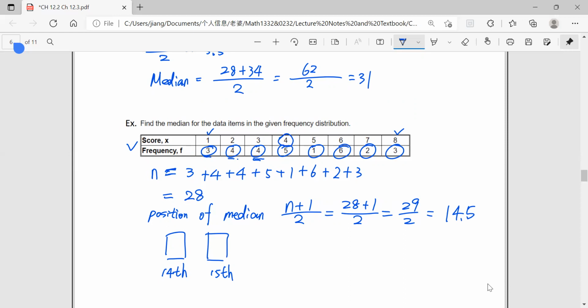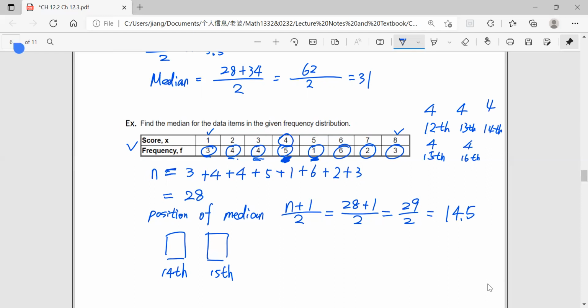Continually another 5, 4, and then we got the next position, the 5th. So that means the 12th position is 4. So the 13th is also 4. How about the 14th? It is 4. The 15th is also 4, because the 4 appears 5 times. So the 16th is also 4. So they are all 4.